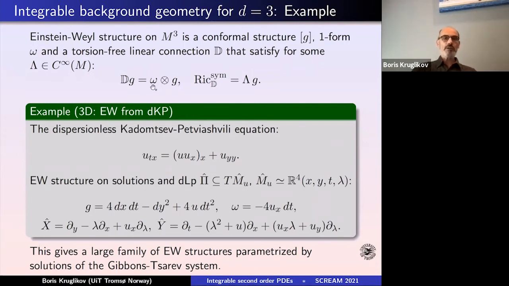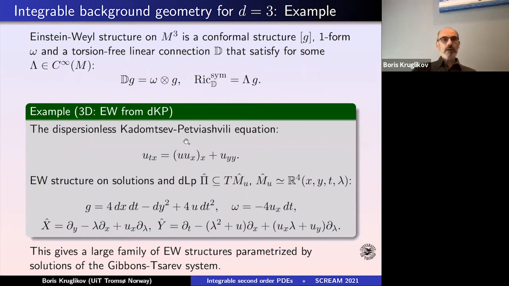Okay, so you don't need three ingredients, G, omega, and D. You can have actually two, and from this equation, you can recover the rest. But then the Einstein condition is the following. You take the Ricci tensor of the connection D, you symmetrize it, and it has to be in the conformal class of G. Okay, so lambda plays no special role here. Basically you just eliminate it from this equation to write the equations.